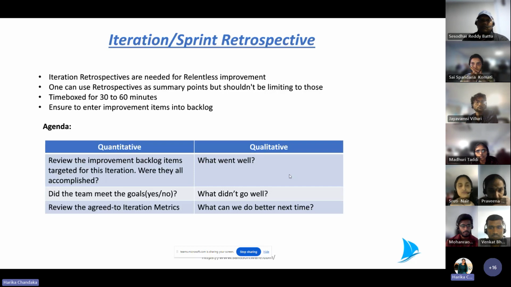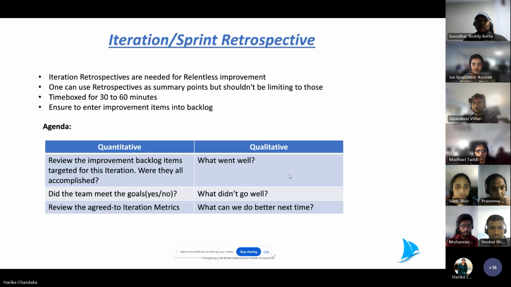So continuously we have to change, based on the feedback. And this is usually time boxed for 30 to 60 minutes. Product owners always ensure to enter the improvement items as backlog. We have to create backlog stories, whatever discussions are made, and people will bring up like this has been missed. Such things we should always bring up as action items for the backlog.